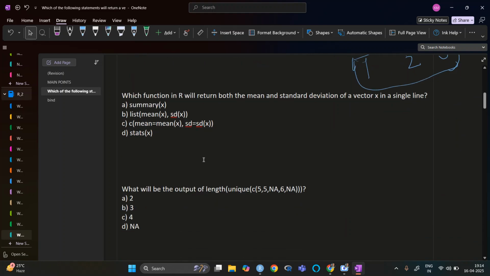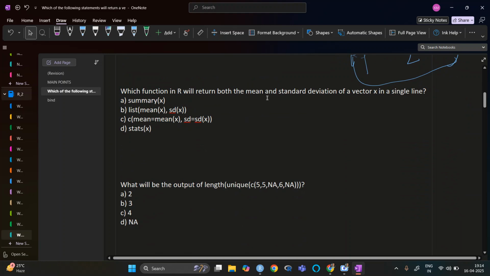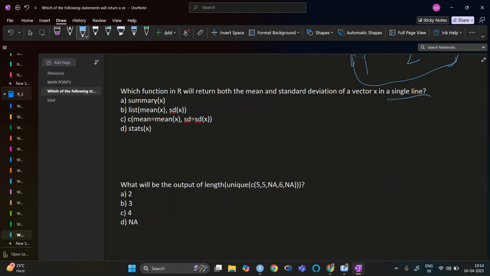Now the next is, which function in R will return both the mean and standard deviation in a single line? Summary? No, no. The summary gives you the minimum, maximum, mean, median, first quantile and third quantile.